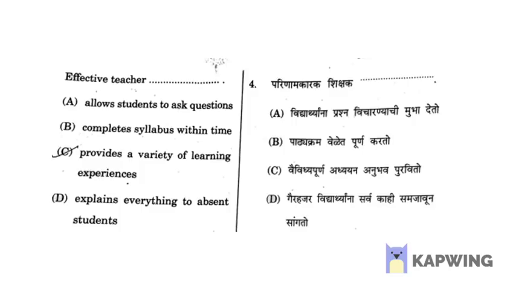So friends, the correct option here is C. Provide a variety of learning experiences. As you can see, among the four options, C is the best option. So the correct option is C. Provides variety of learning experiences. Okay, I hope you have made it correct. Now moving on to our next question.